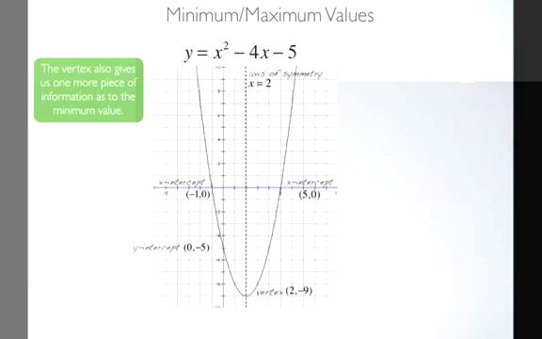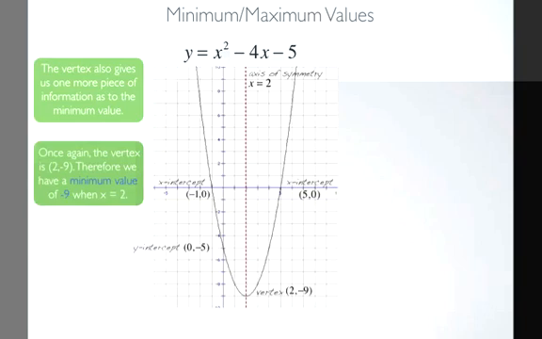The vertex also gives us one more piece of information, and that's the minimum value. The vertex is at 2, negative 9. Therefore, we have a minimum value of negative 9 when x is equal to 2. That's the minimum value, negative 9.